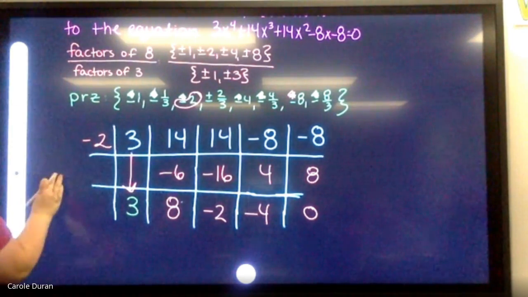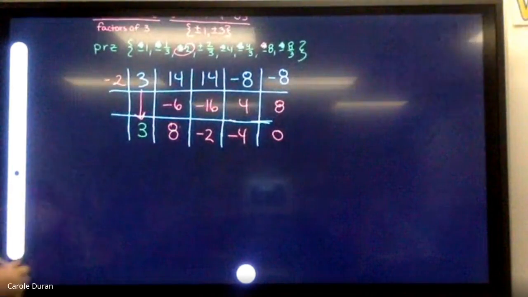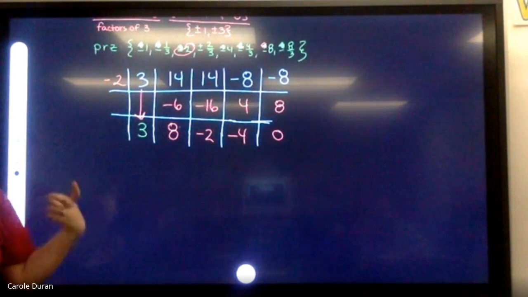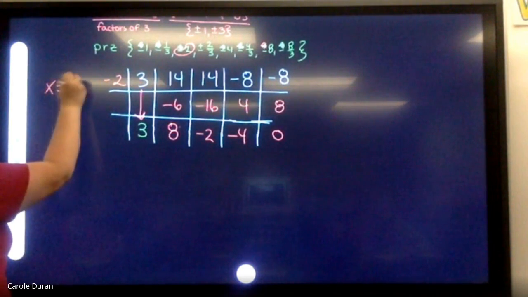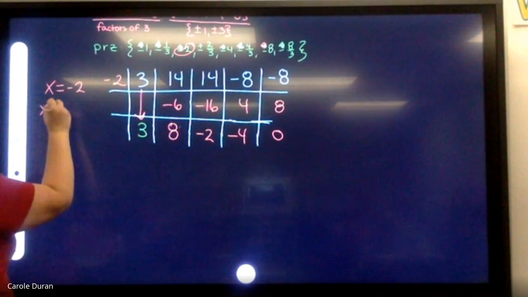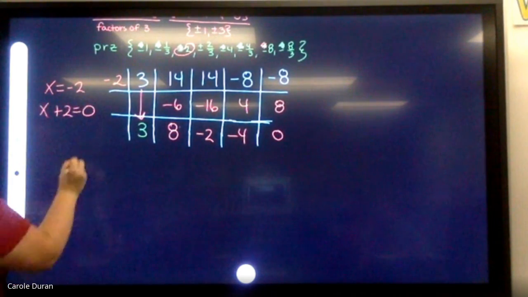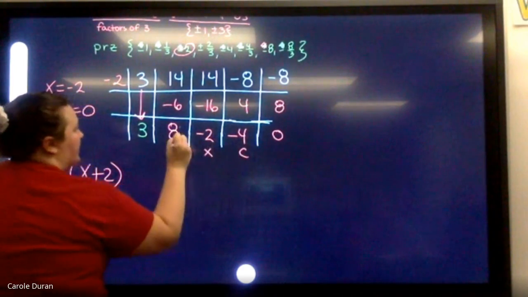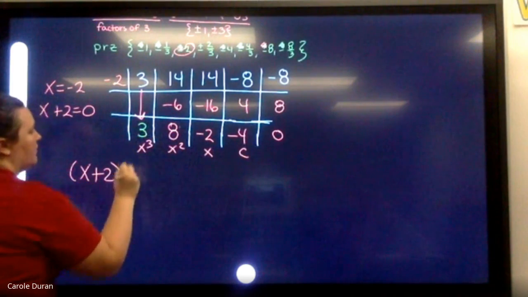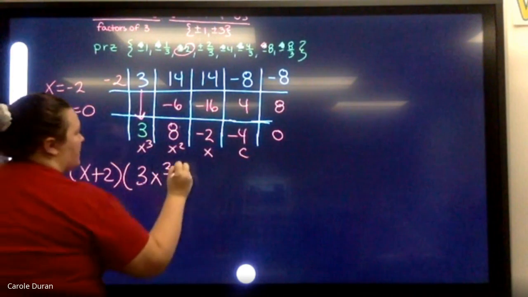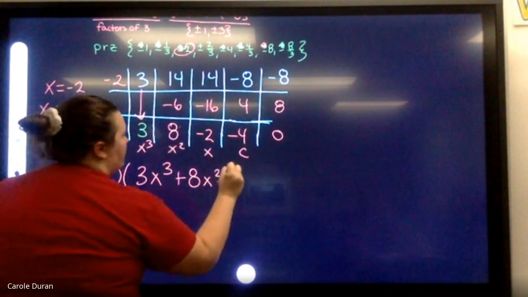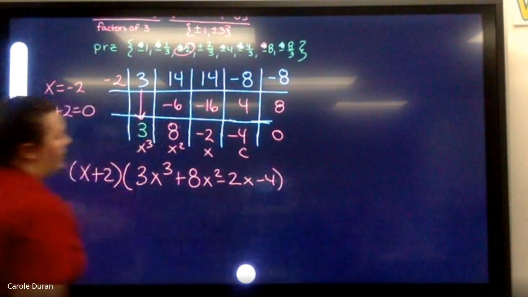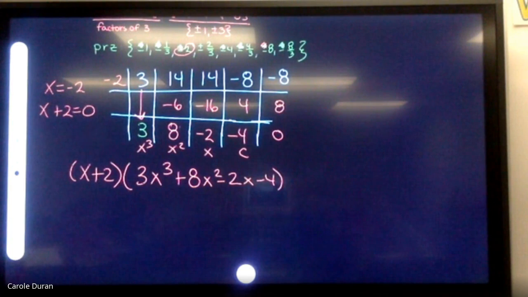So what I like to do once I found a factor is to rewrite my polynomial as factors of the quotient that's left and the factor I just divided out. Because I had x equals negative 2, when I change it into a factor, it becomes x plus 2. So this comes out to be x plus 2 times, this is my constant, my x term, my x squared, and my x cubed. So I'm left with the quotient 3x cubed plus 8x squared minus 2x minus 4. We all good there?